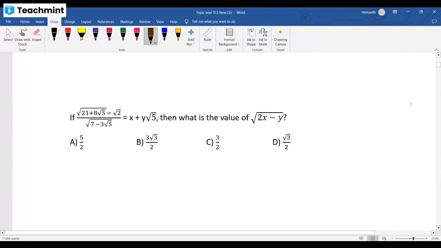Let's see this one now. Square root of 21 plus 8 root 5.